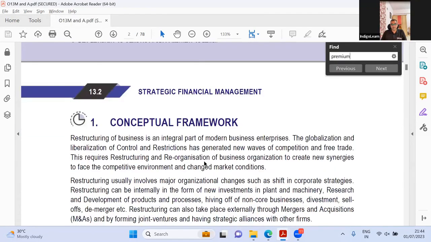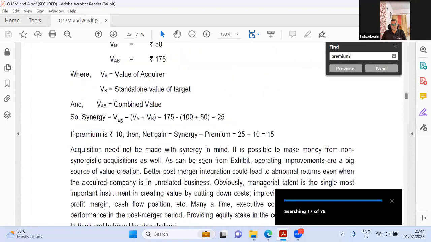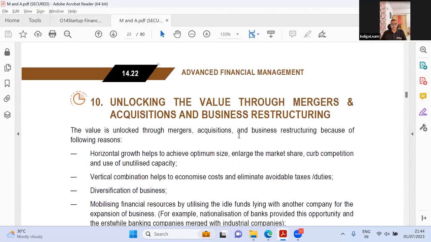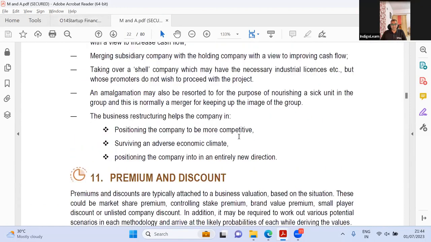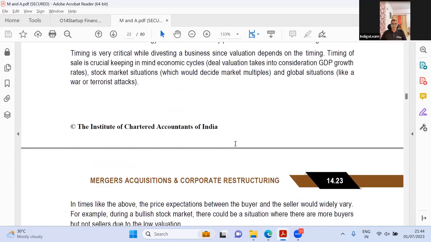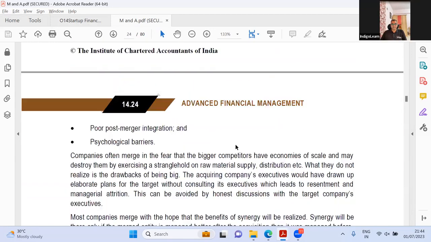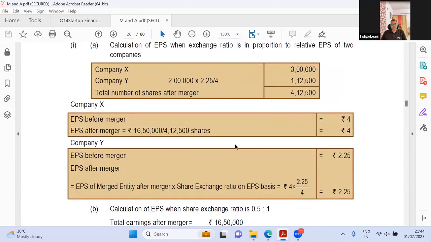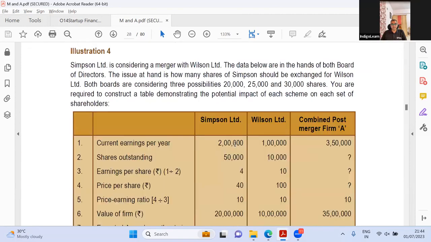Premium and discount. So I think these both are different aspects, how they unlock value. Premium discount is there here as well, but they have added one new topic called unlocking value, but I don't see anything major there. So this is done. Now let us see how many questions are there in this particular chapter.